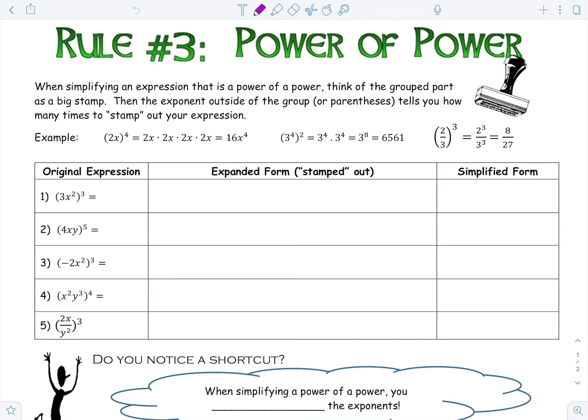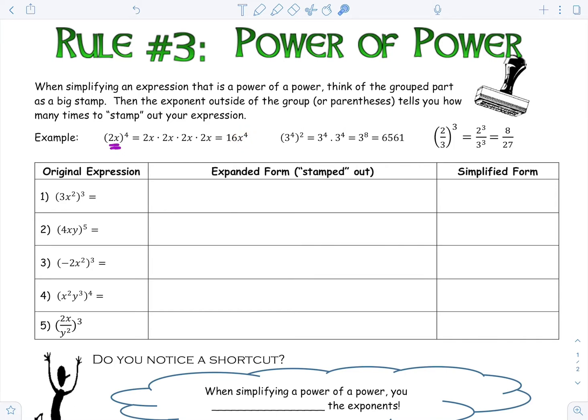So for example, let's say we have (2x) to the fourth. All right, so our expression is 2x, and that exponent being 4 is telling us to stamp out 2x 4 times. So that's 2x times 2x times 2x times 2x. So we deal with it in parts. We have that number part and then the variable part. So that 2 times 2 times 2 times 2, that's 16. And then x times x times x times x is x to the 4. So altogether it is 16x to the 4.